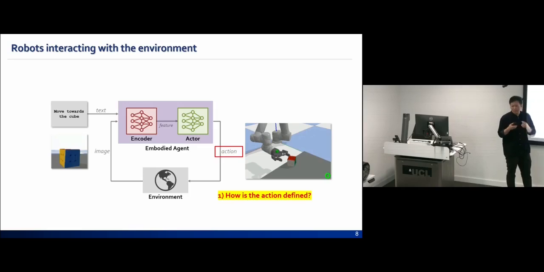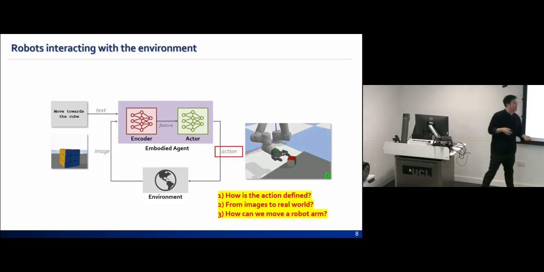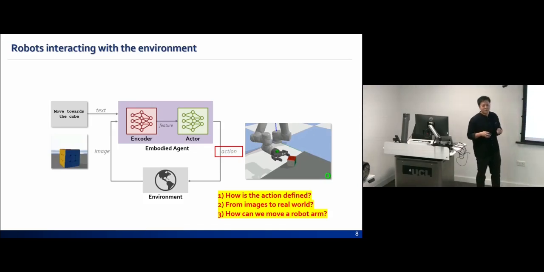So let's roughly go through how this kind of action can be defined, how we can link the image to the 3D world, and how we can move a robot arm. Probably you have learned some of this, so it would be a good chance for you to simply review what kind of fundamental skills or concepts are required for us to really move the robot in the real world.